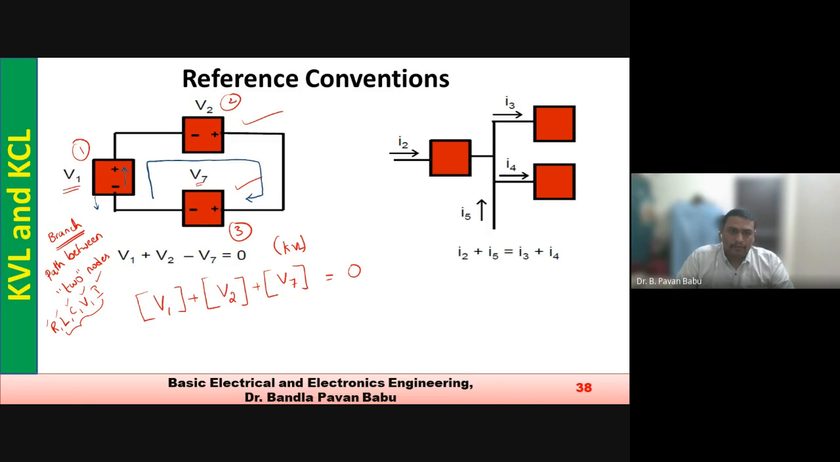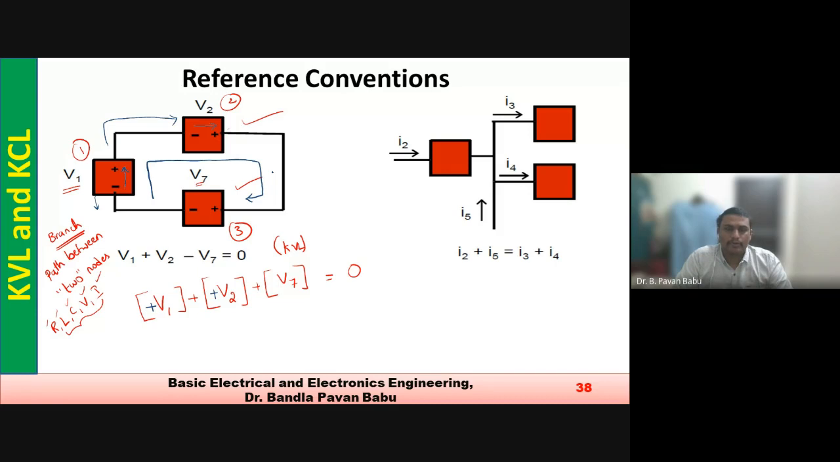Then I can go for plus V1. Next, coming to this branch 2, the current is leaving this and entering the next branch, right? So it is from minus to plus. Again there is a potential rise, so you can go for plus. Next, this branch is done.